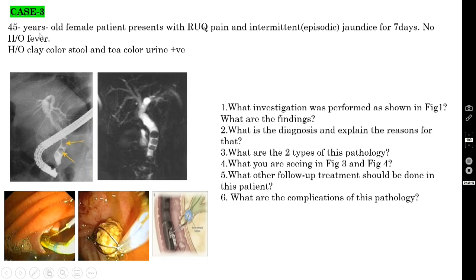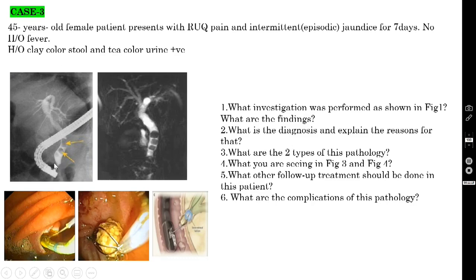Coming to case number 3, a 45 year old female patient presents with right upper quadrant pain and intermittent episodic jaundice for 7 days duration. There is no history of fever. History of clay colored stool or pale colored stool and high colored urine, both were positive. These are the 5 images and these are the 6 questions. So question number 1, what investigation was performed as shown in figure 1 and what are the findings?